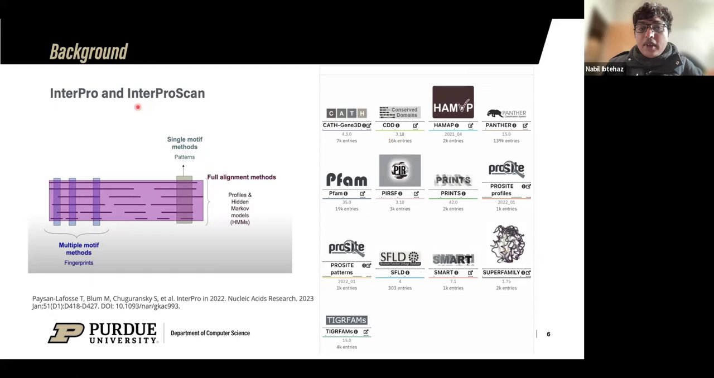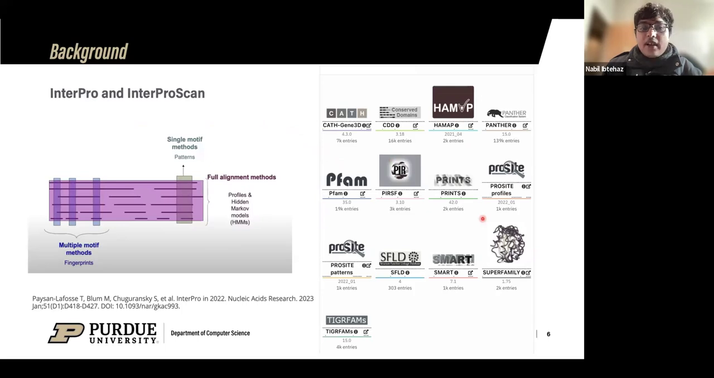And InterPro is a compilation of all these databases. So if we want to get the domain information of a protein, we can basically go to InterPro because it has combined the domains from all these different databases. And InterPro has a tool called InterProScan that is basically a sequence search-based approach, from which, if we give a protein sequence as input, we can get the various domains that are collected from these various databases.